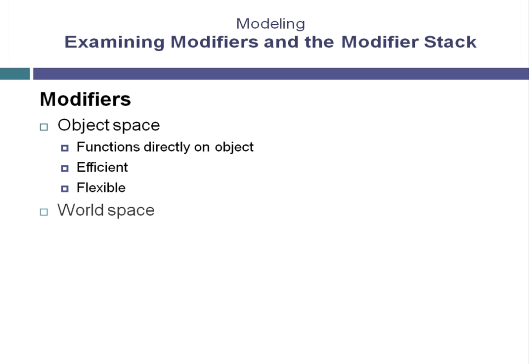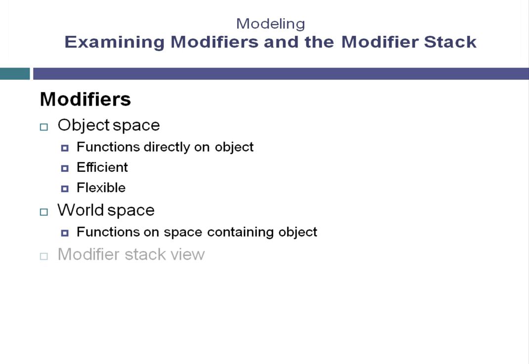There are also world space modifiers. These get applied based on the world coordinate system. They function by warping the space or changing the space in which an object exists. If we put a world space bend modifier in the scene and apply it to an object, as we move the object around through space in the scene, it's going to bend differently depending on its relative location to the world space modifier.